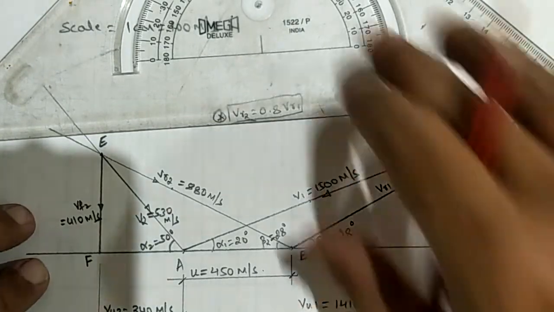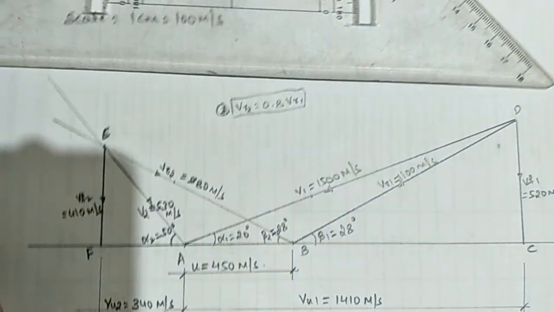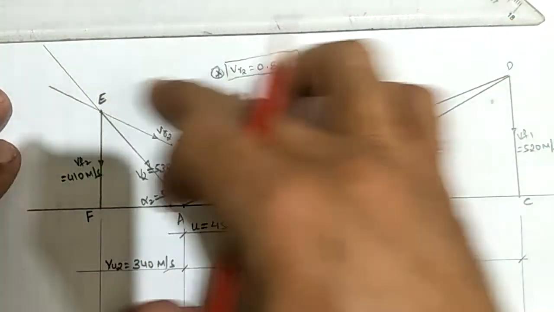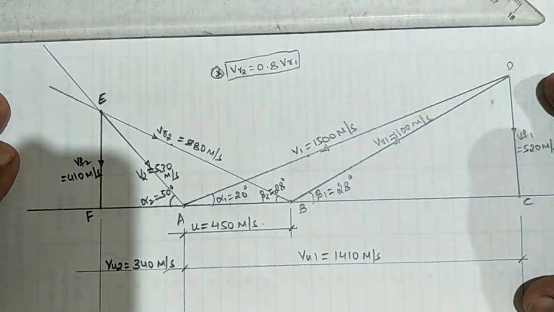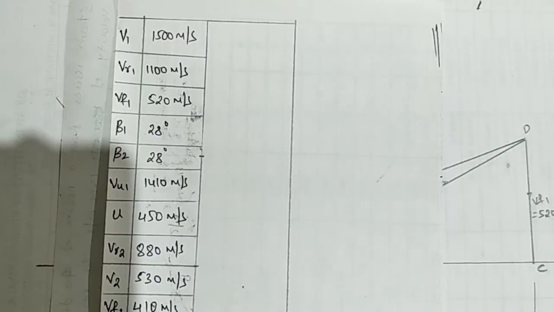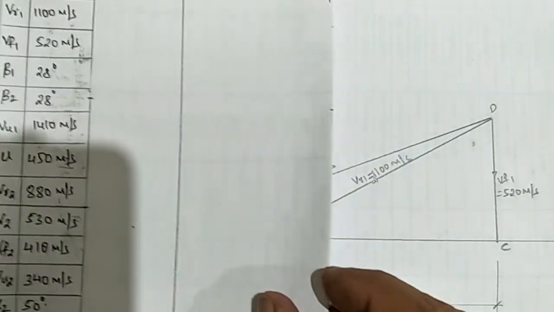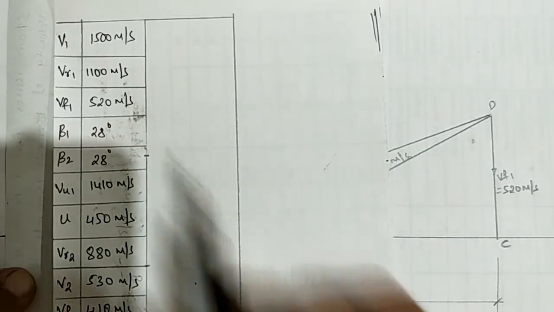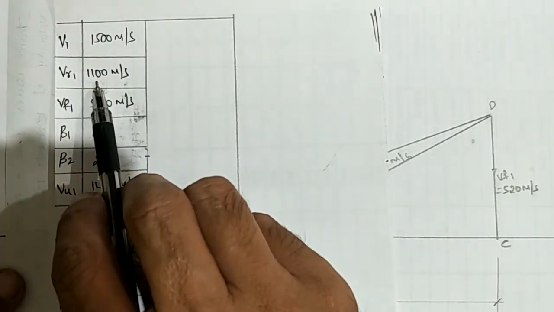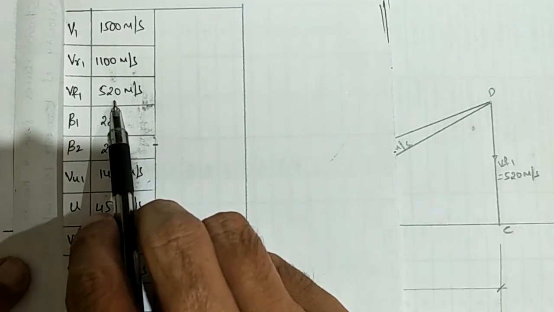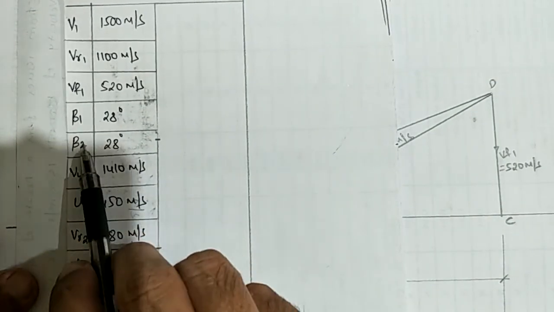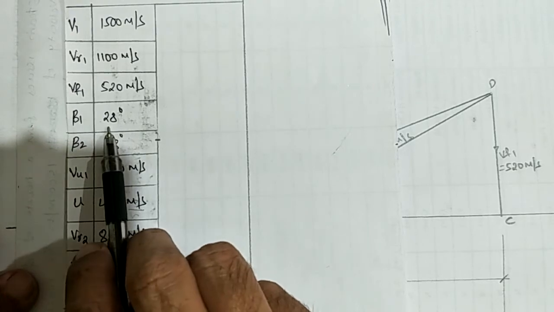Okay, so now all of you better make a table with all these values, and we try to find the unknowns that are necessary to calculate. All of you can see that I have prepared one table for the same velocity triangle values. Starting from V1, V1 is 1500 meters per second, VR1 is 1100 meters per second, Vf1 is 520 meters per second, beta1 is equal to 28 degrees.